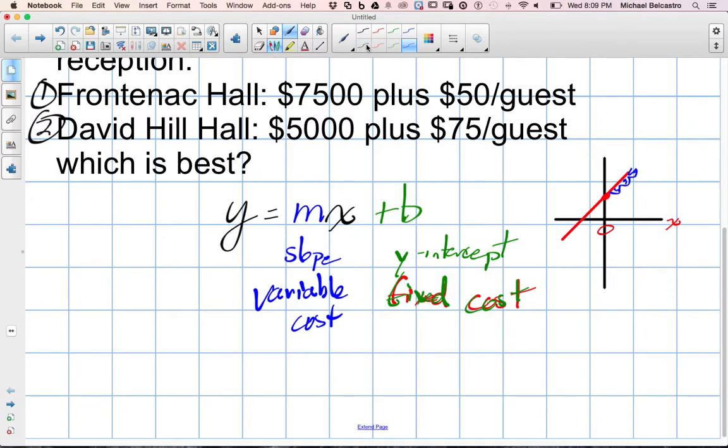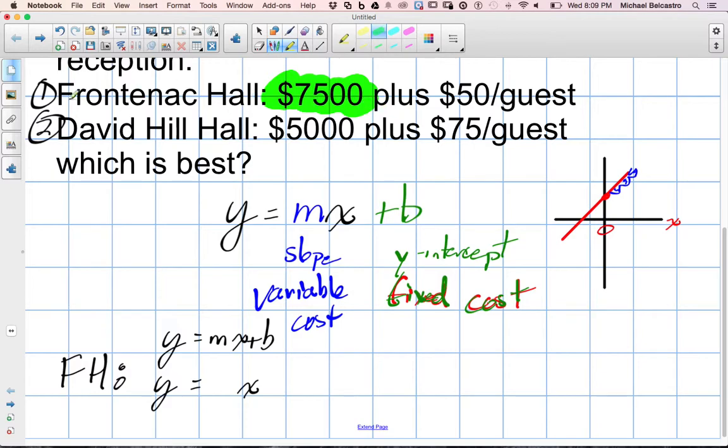So Frontenac Hall, let's do this one in black. We'll call it FH. And we need a y equals mx plus b. The y will stay the same, the x will stay the same. What do you think is our fixed cost? 7,500 for Frontenac Hall is our fixed cost. So our b in the equation is going to be 7,500. So if nobody shows up, it costs us $7,500.